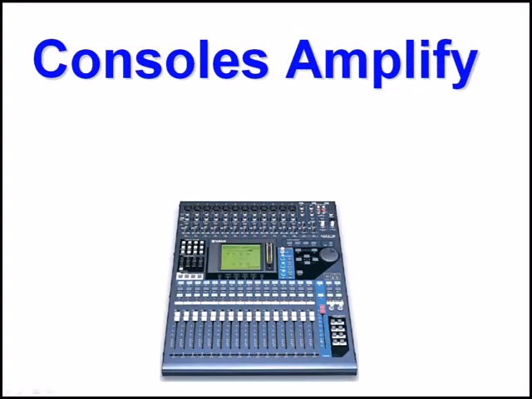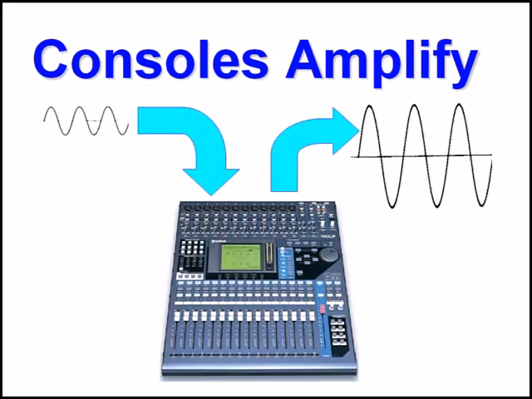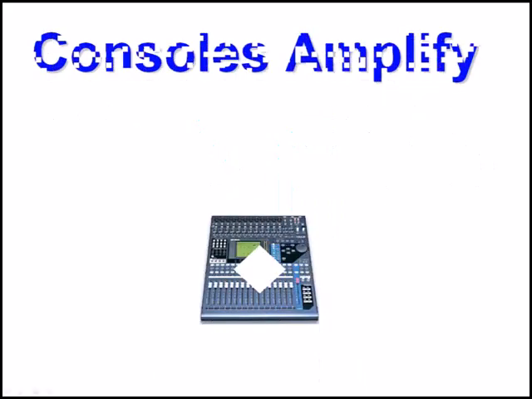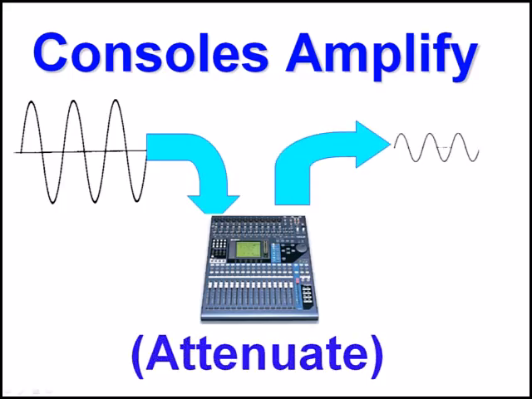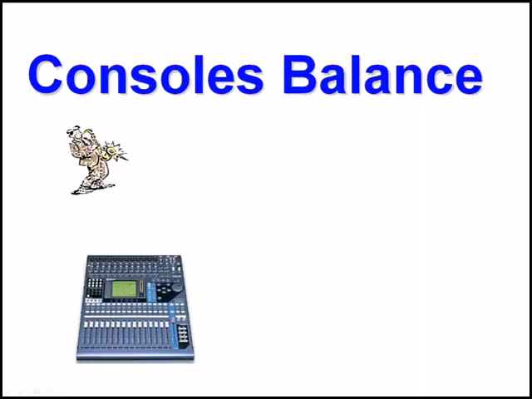Consoles amplify. Consoles take an input signal with a certain level, and they provide an output signal at a different level. If it's greater, it's amplified. If the output level is less than the input level, the signal has been attenuated, so consoles attenuate, which is merely negative amplification. The second major function of a console, consoles balance.